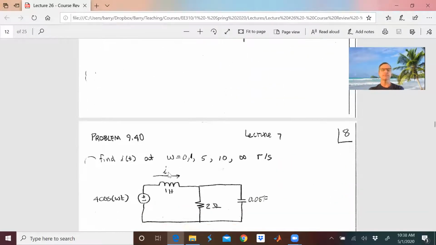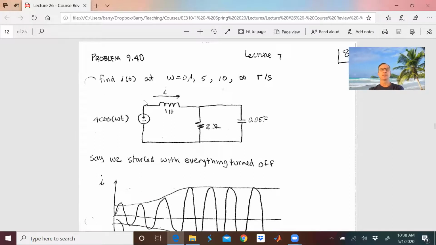Hopefully you do too. Okay, let's do another problem. So here we've got a source, 4 cosine ωt, and looks like we've got some linear components here. It'd be nice to have a little ground symbol right here, but it really is only asking for I, so we don't really need one. But we want to get i(t) at a bunch of different frequencies: 0, 1, 5, 10, and a gazillion.